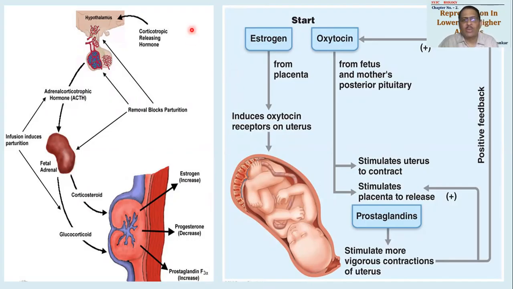Now, what actually happens in the mother's body? There will be a start. Estrogen will be given from the placenta. This will affect the inducing of oxytocin receptors on the uterus. You must know that the uterus will have certain receptors which will respond to the oxytocin hormone given by the mother's body.